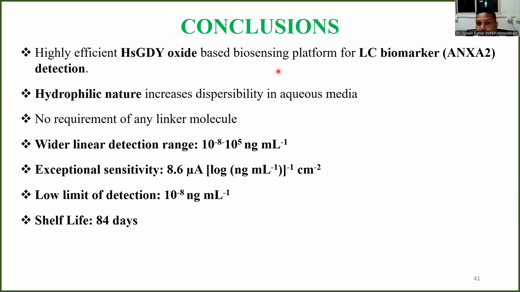hydrogen substrate graphene oxide based biosensing platform for liver cancer biomarker diagnosis. It is hydrophilic in nature due to several functional groups, CHO, COOH and OH. There is no requirement of any linker molecules for covalent immobilization of the bioreceptor. The developed sensor has a wider linear detection range, 10 to the power minus 8 to 10 to the power 5 nanogram per ml, very good sensitivity of 8.6 microampere, and a low limit of detection of 10 to the power minus 8 nanogram per ml, approximately 3 molecules of annexin A2, with a shelf life of about 84 days.